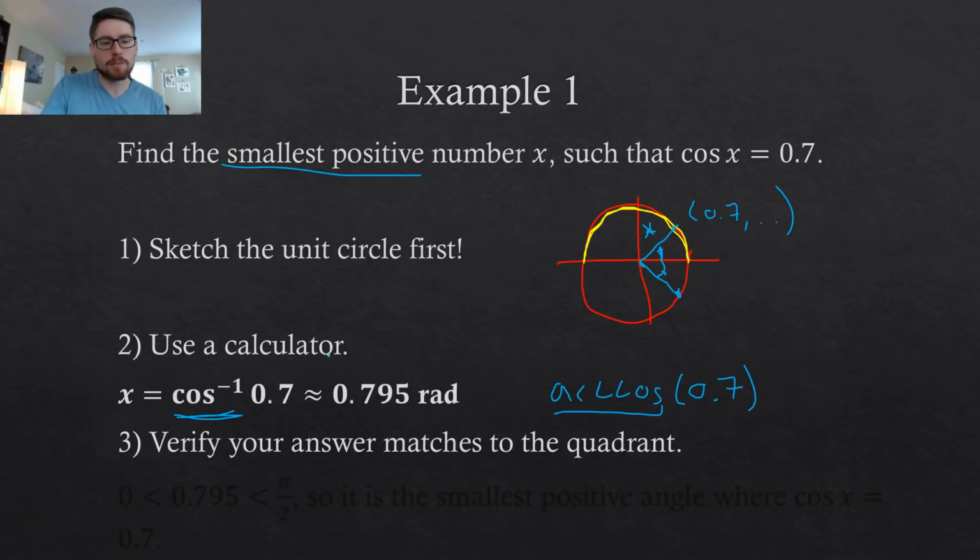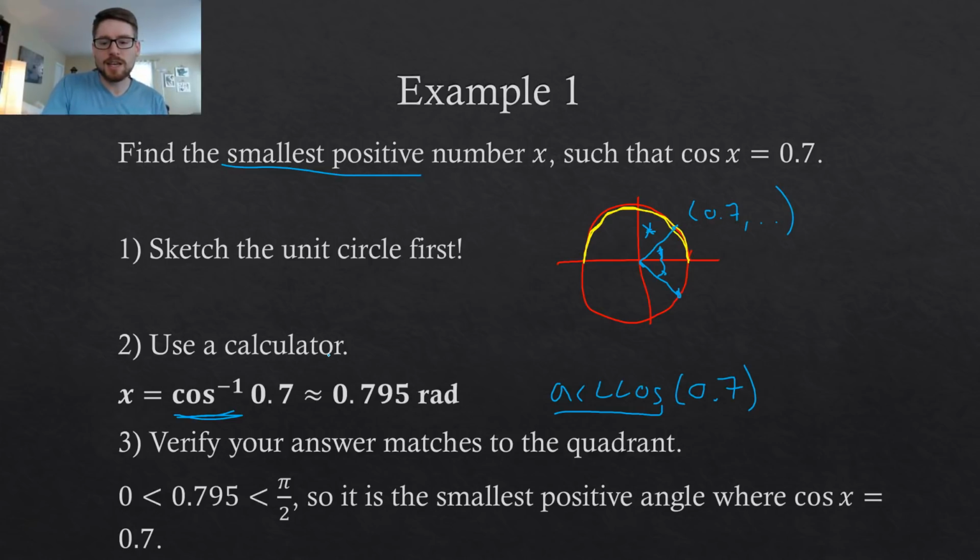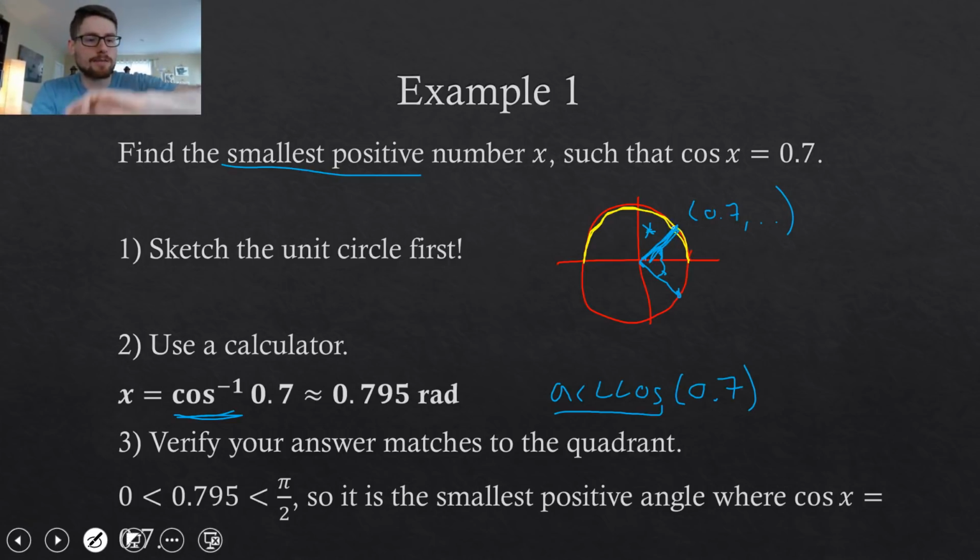Is it between 0 and pi over 2? And the answer is yes. We already knew that this was the angle we were interested in, because that's the first angle you would get to where the cosine was 0.7. And it's between 0 and pi over 2.